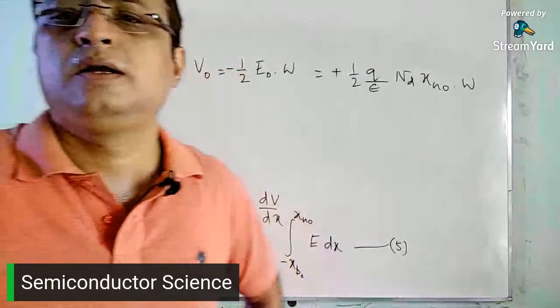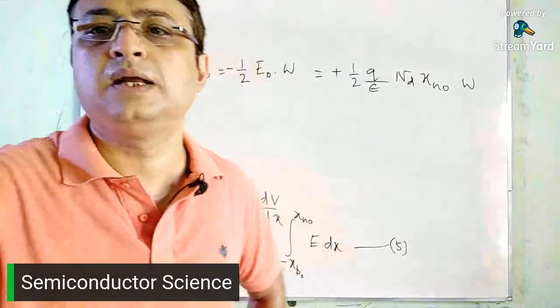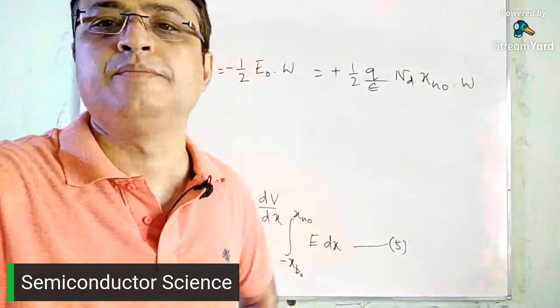Why can we not write epsilon not in the place of epsilon?